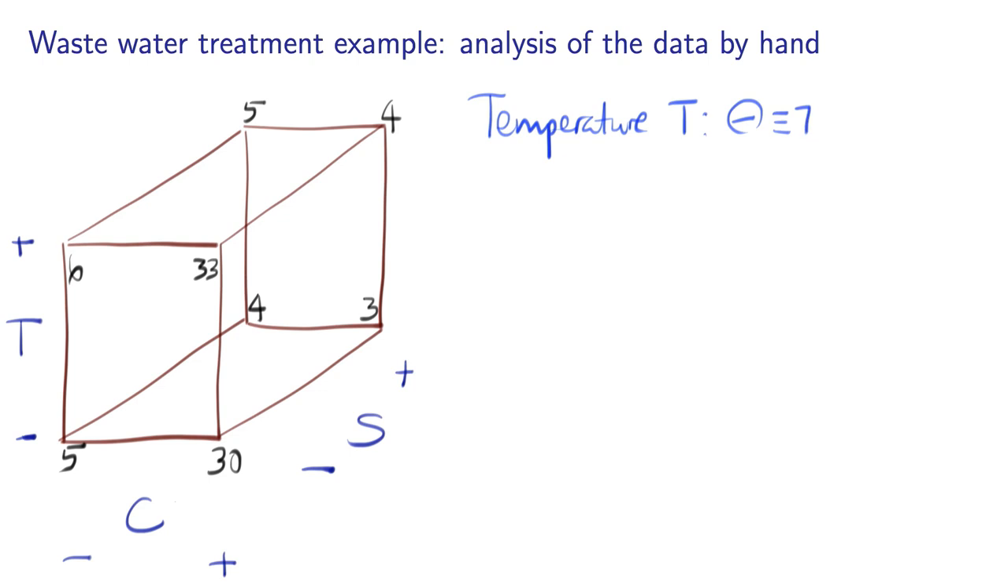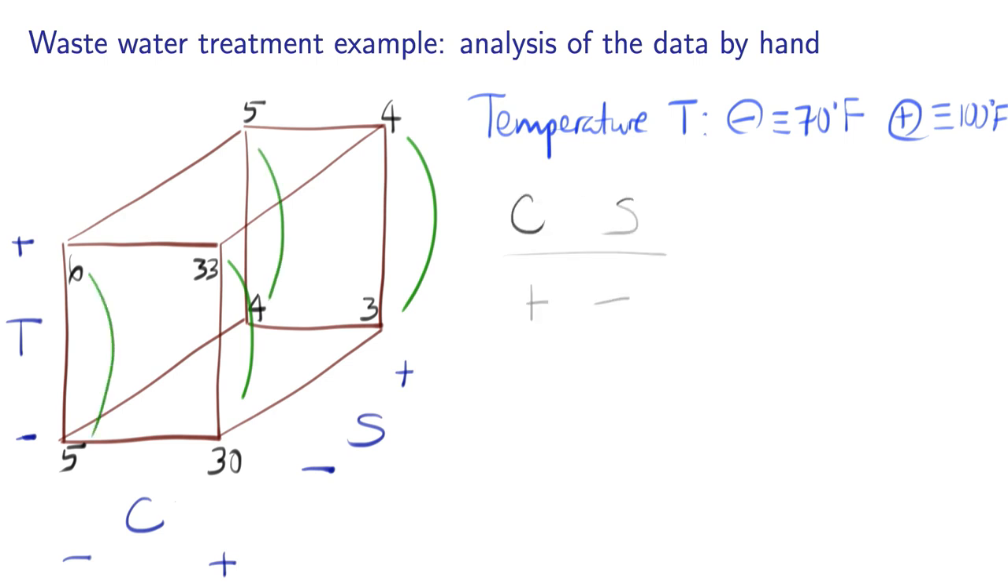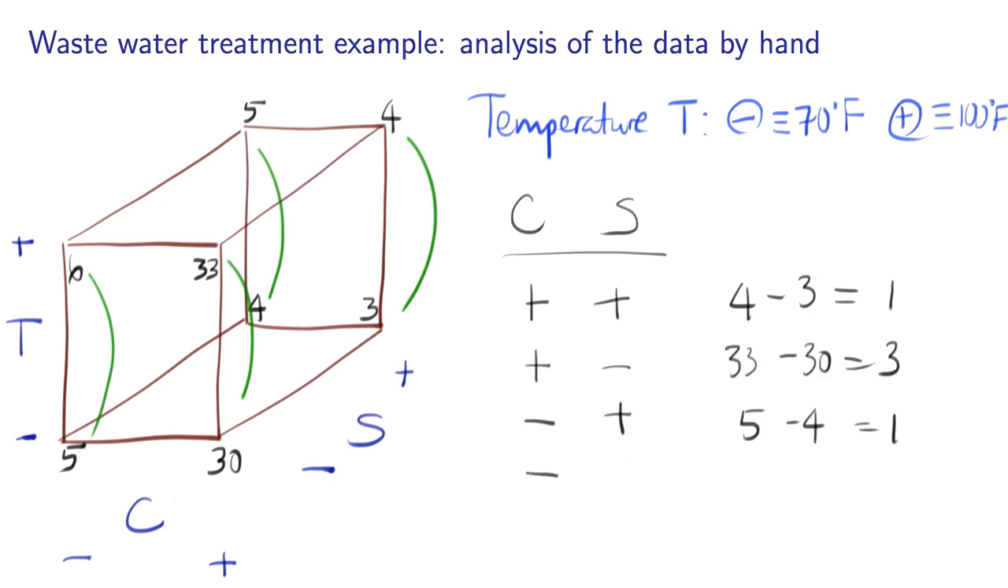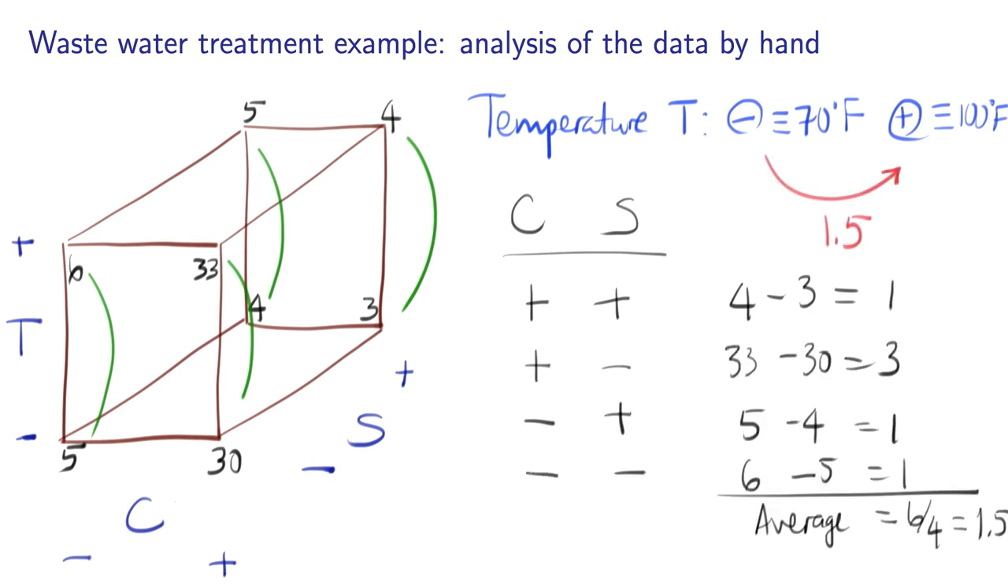When we examined the table earlier, we didn't really notice anything special about temperature, and we should be able to confirm that numerically. We have four estimates of the temperature effect along the vertical axes: 4 minus 3 here, 33 minus 30 up here, 5 minus 4 back there, and 6 minus 5 here up at the front. So on average, we get a value of 1.5 as our difference. Or if we report half of it, that's an effect of 0.75.